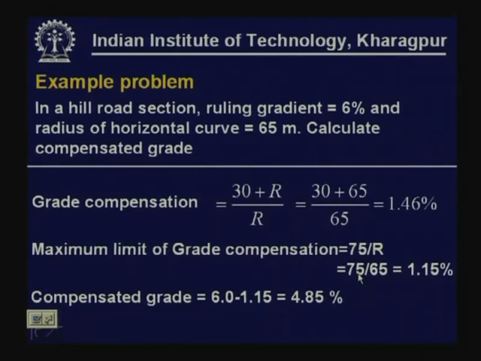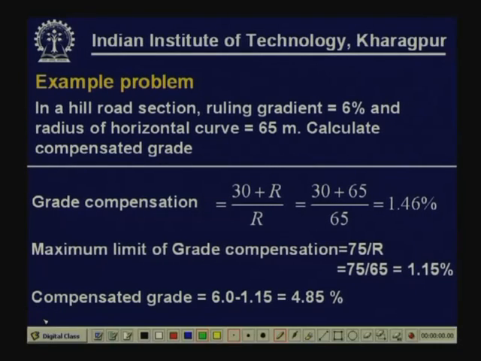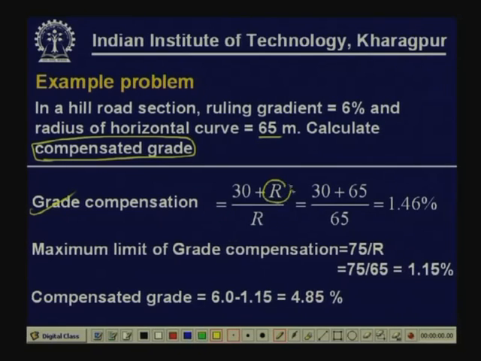Let us take an example problem. In a hill road section, say the ruling gradient is 6%, radius of horizontal curve is 65 meter, then we have to calculate the compensated grade. Now, grade compensation as per the earlier discussion is (30 + R) by R. R is the radius of curve in meter. Here the radius of curve is 65. So, we put this value 65. We calculate the grade compensation as 1.46.